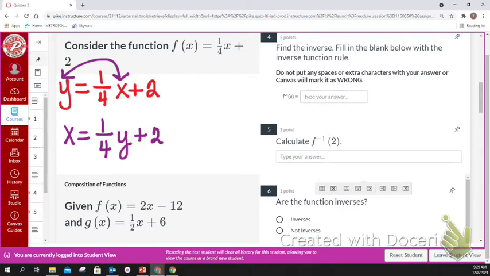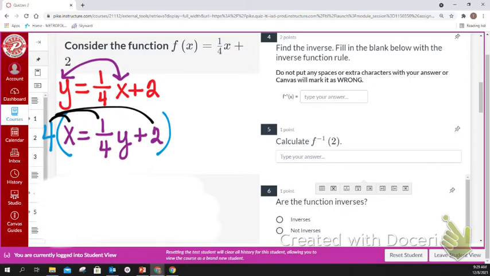Now let's go ahead and clear out our fraction. And in order to clear out the fraction, you want to multiply by your denominator, which in this example is a 4. So multiply everything by 4. So everything is multiplied by 4. So when you do that, it becomes 4x equals y plus 8.